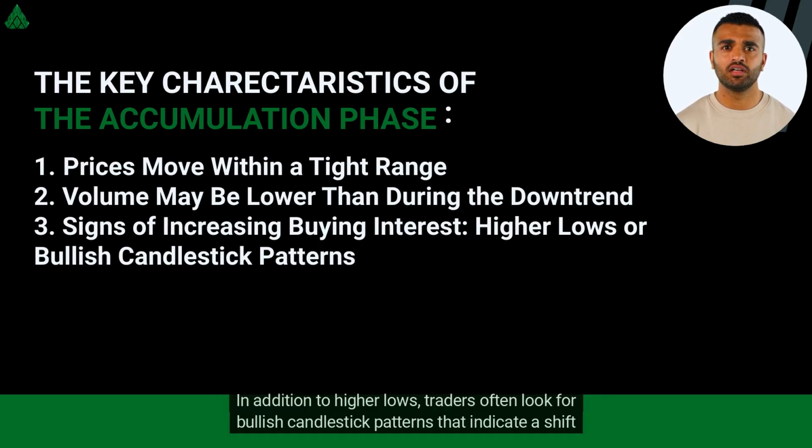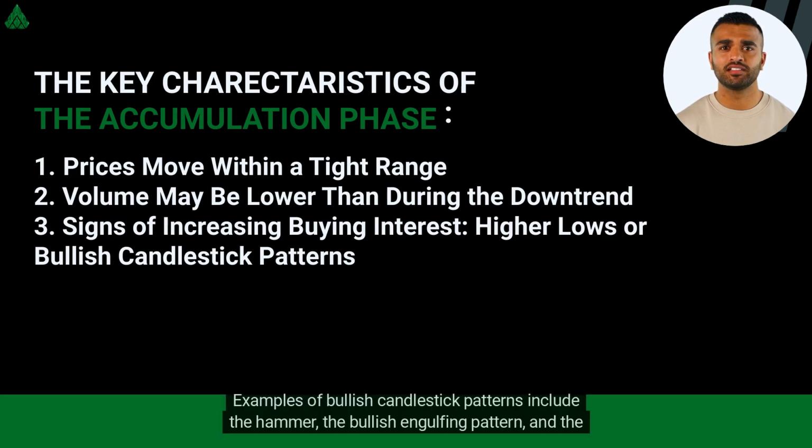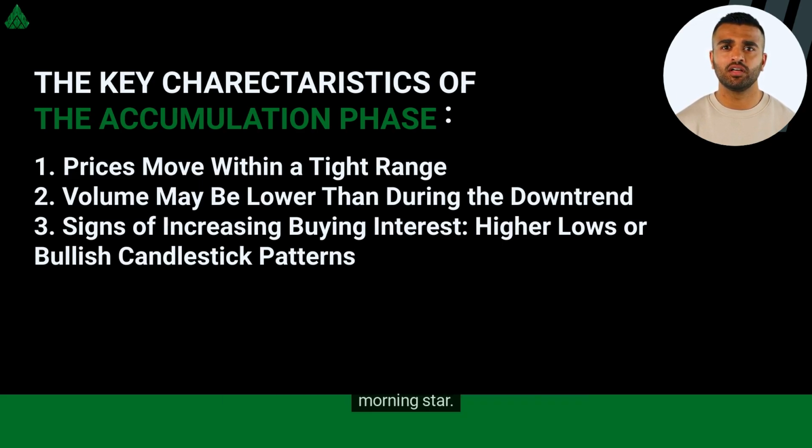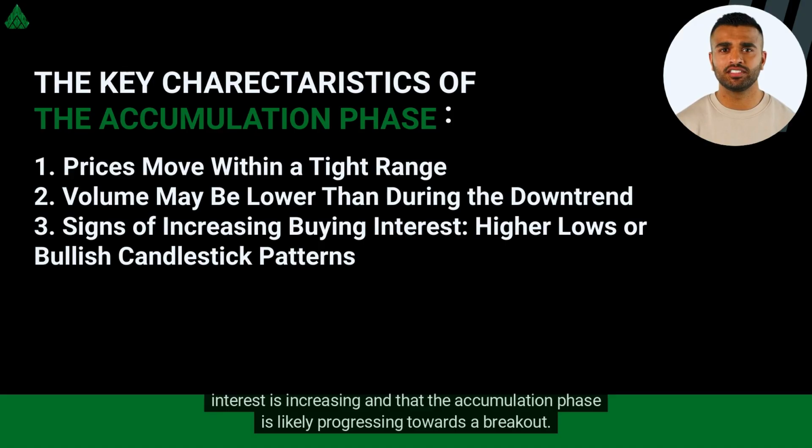In addition to higher lows, traders often look for bullish candlestick patterns that indicate a shift in market sentiment from bearish to bullish. Examples of bullish candlestick patterns include the hammer, the bullish engulfing pattern, and the morning star. These patterns, when observed in conjunction with higher lows, provide further confirmation that buying interest is increasing and that the accumulation phase is likely progressing towards a breakout.